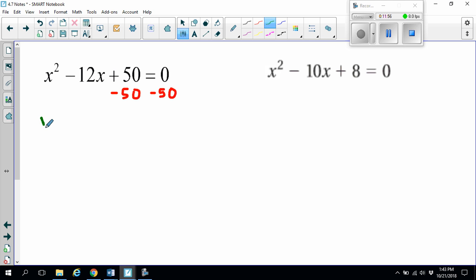Once I've done that, I just rewrite. I have x squared minus 12x. Now, just like I did before, I add a blank, and this blank represents my perfect square trinomial. And then I have negative 50 plus blank. So now what I do is I use that formula, b divided by 2 squared, to complete my perfect square trinomial.